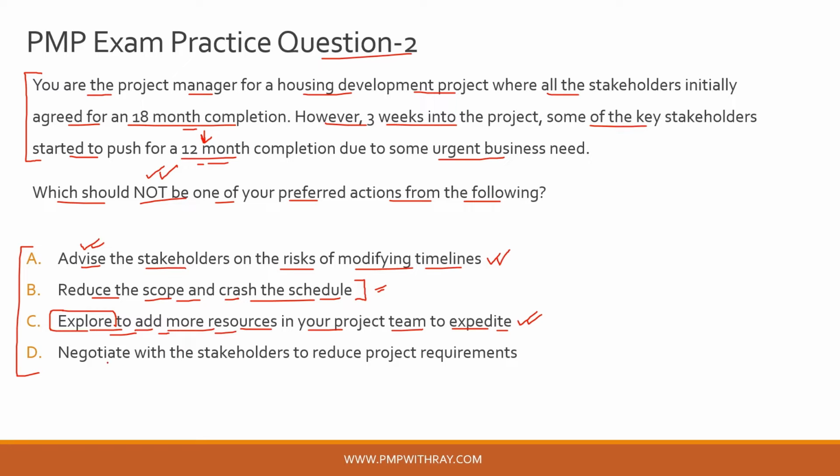Let's look at option D. Negotiate with stakeholders to reduce project requirements. Now this is also a sensible option, guys, because you as a project manager are telling the stakeholders that, look, it is possible for a 12-month completion, but you will not get all the 20 or 30 items that you are looking for. Maybe you need to agree on 15 or 12 critical scope items which are absolutely necessary for your project, and that is the only thing I can deliver within 12 months if you are looking for a 12-month delivery.